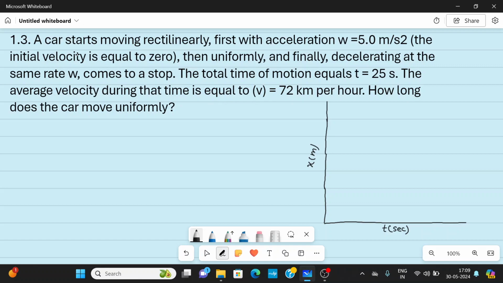Car starts from rest, so initial velocity of car is equal to 0. It moves first with the acceleration w is equal to 5.0 meter per second square. Because car is accelerating initially, so it picks up speed first, then car moves uniformly, and finally decelerating at the same rate w comes to a stop. Then finally it decelerates and comes to stop. This is the point where it stops.